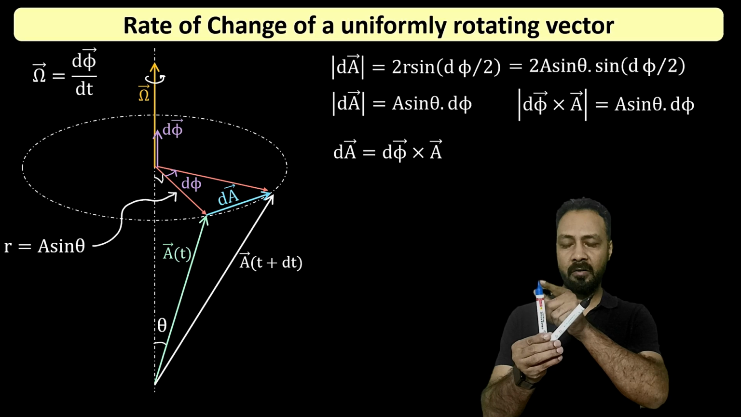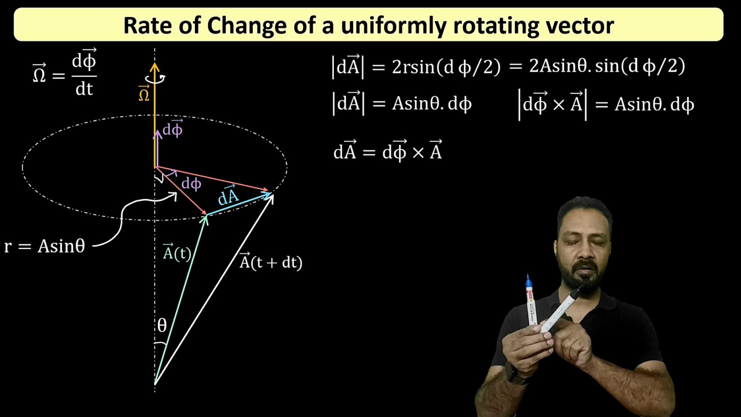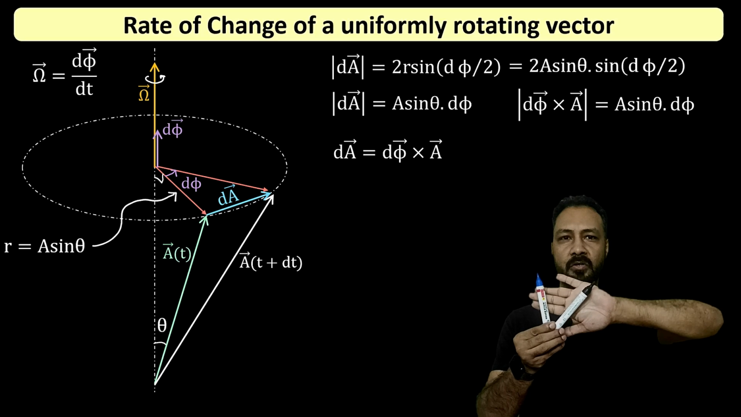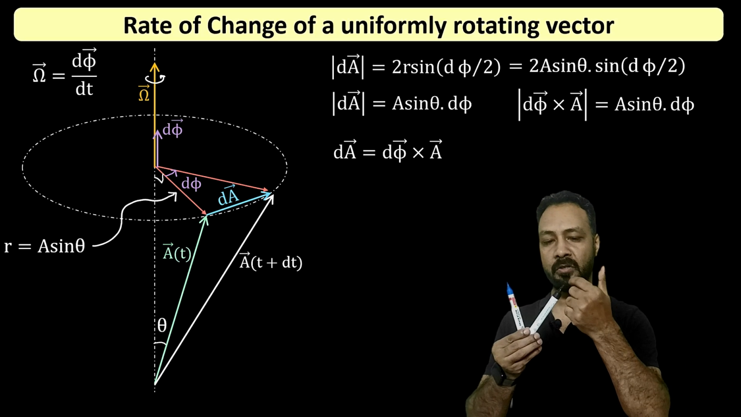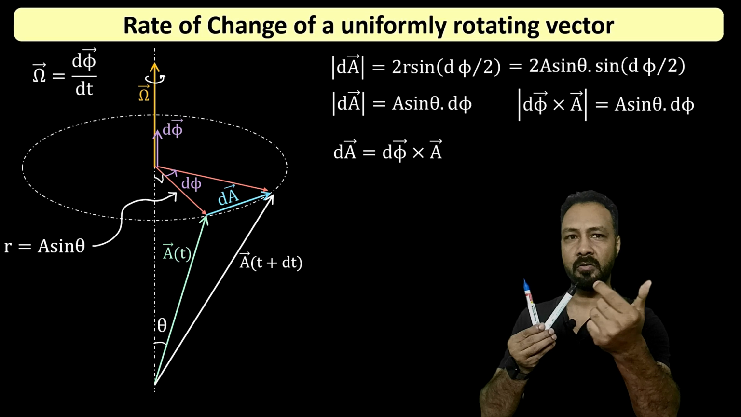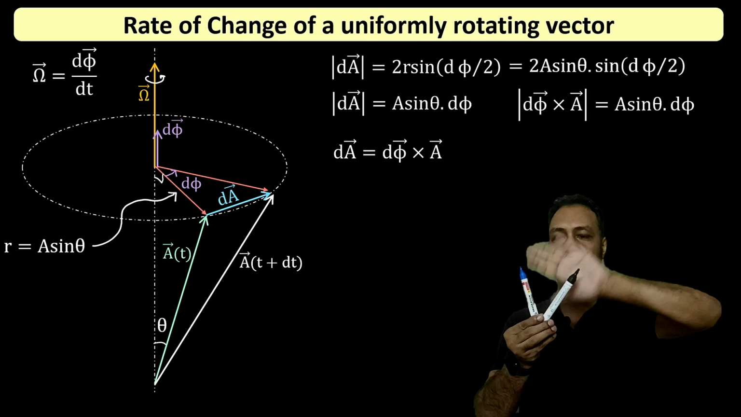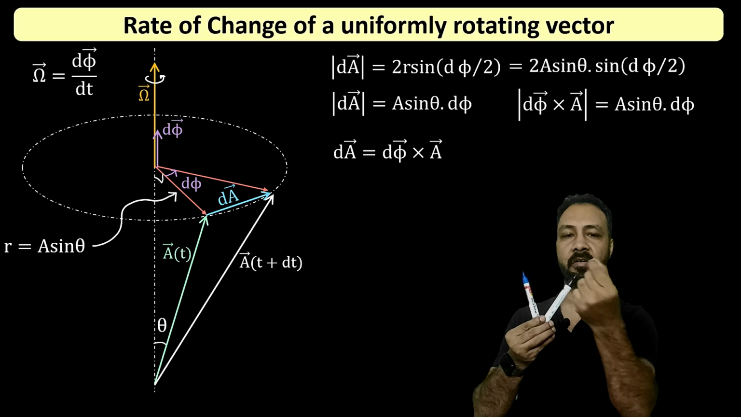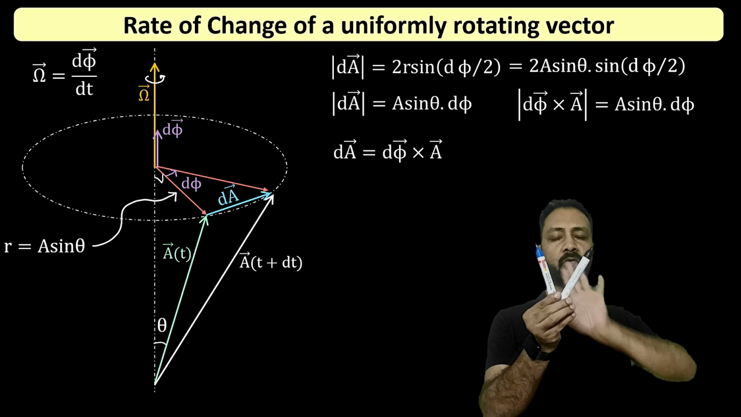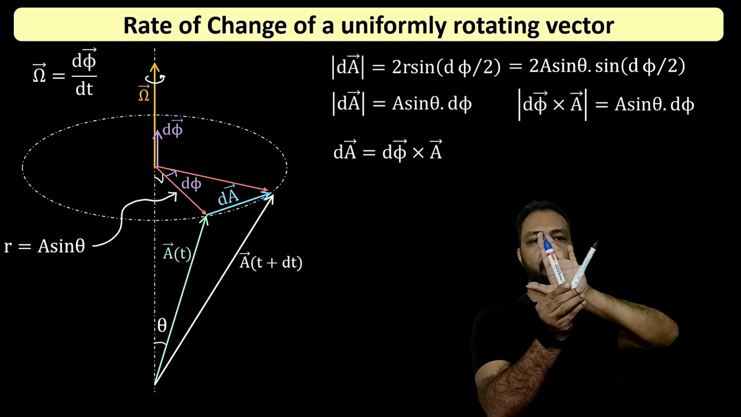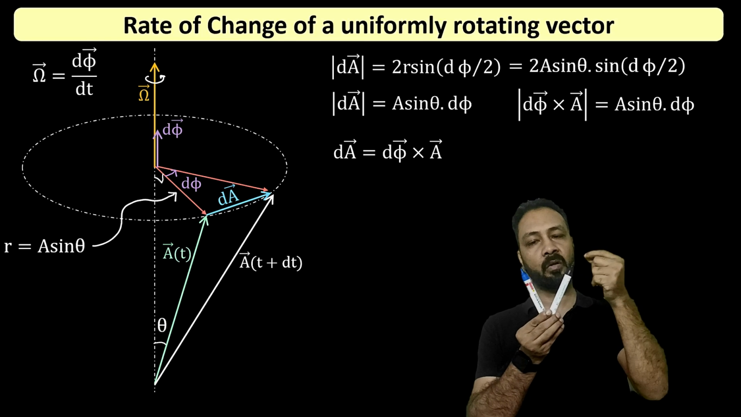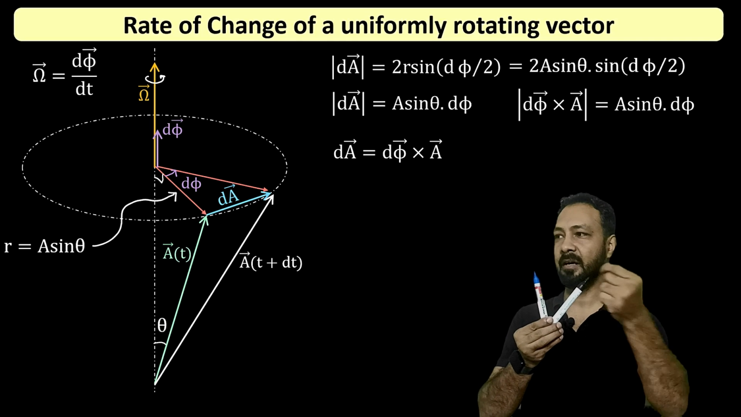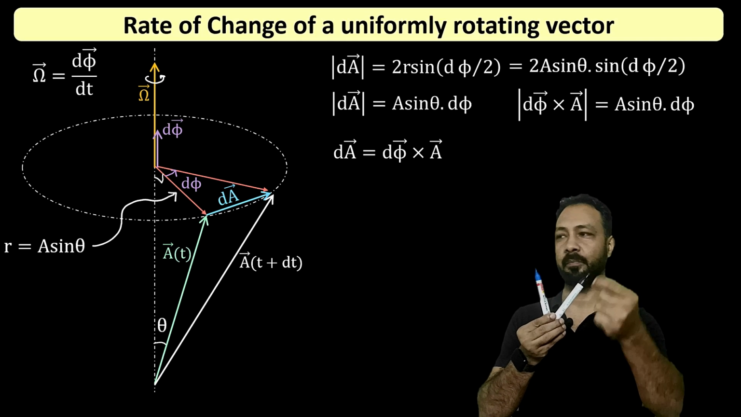See, this is a vector, this is a d phi vector, this is a vector. So their cross product has to be perpendicular to this plane. Perpendicular to this plane means it should be along this or along this. This is the plane of d phi and a, and the perpendicular to this plane is here or here. And using cross product, this is d phi cross a, so this is coming to here. So d phi cross a is along this direction, and that is the direction of dA vector.